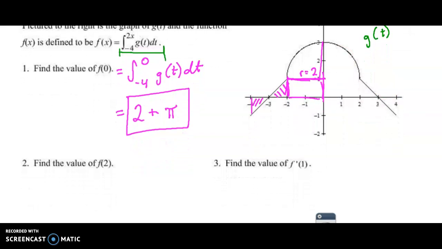So as we move on to the next one, when we're doing f of 2, well, the way I read this problem is that's going to be the integral from -4. I'm plugging 2 in for this x. Well, 2 times 2 is 4 of g of t dt.